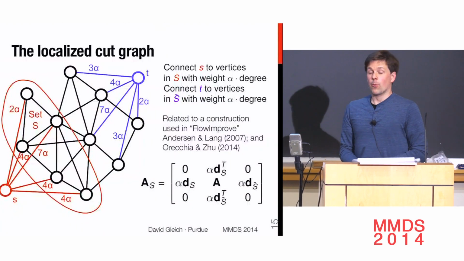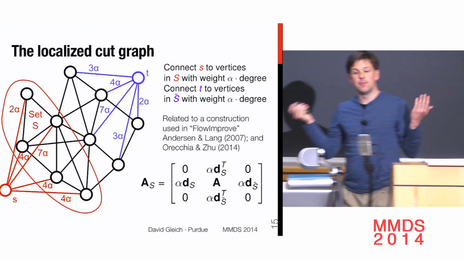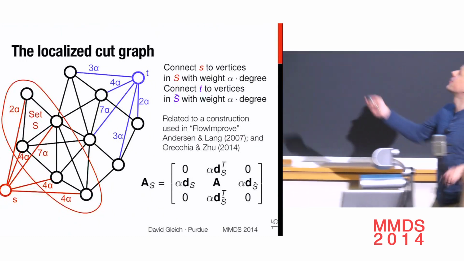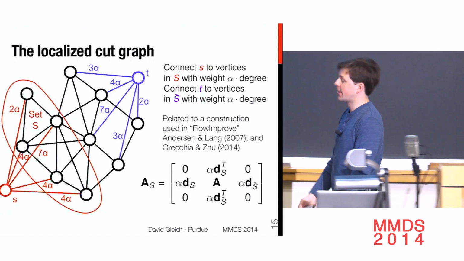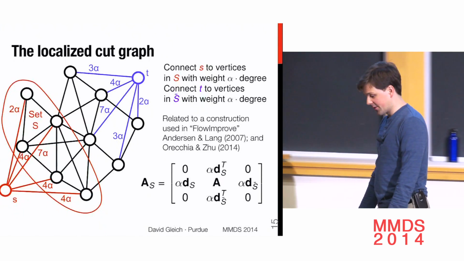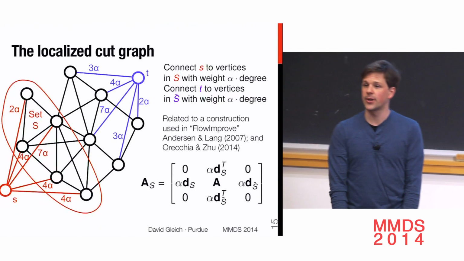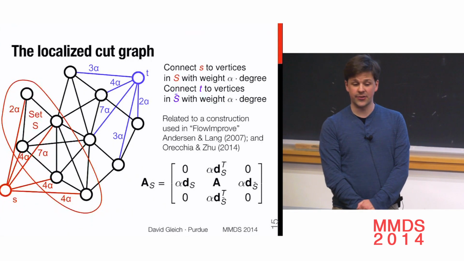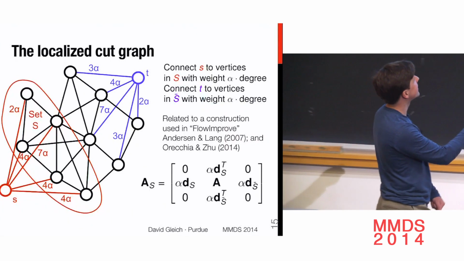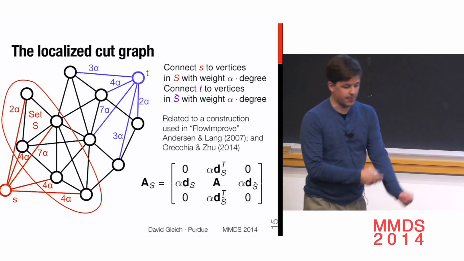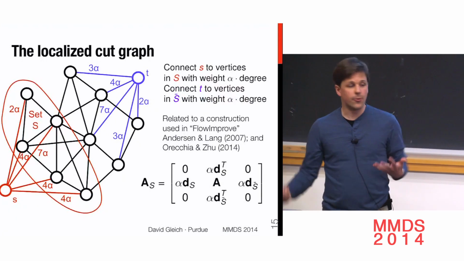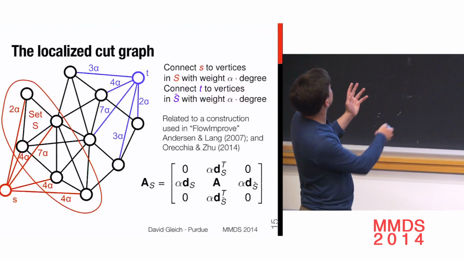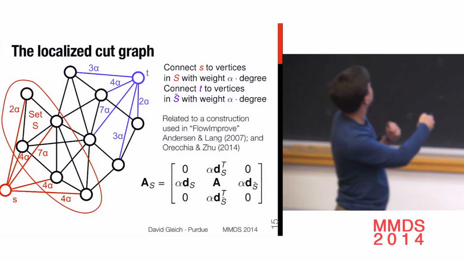All right, so we're going to relate PageRank with st-min cut, and the way we're going to do it is through this particular construction we call a localized cut graph. This was inspired by a whole bunch of work in the literature, including the flow improve method of Reid Andersen and Kevin Lang, and then a recent construction by Rekia and Zhu on doing flow improve in a local sense.